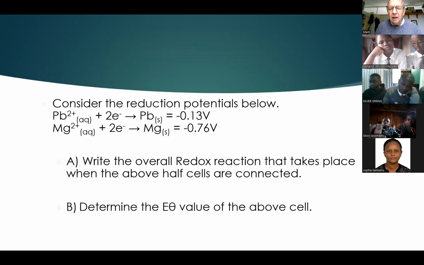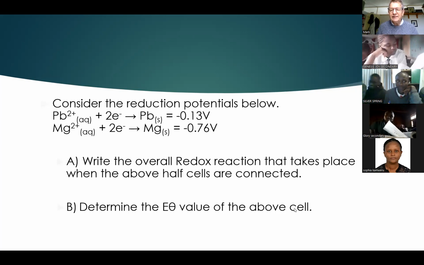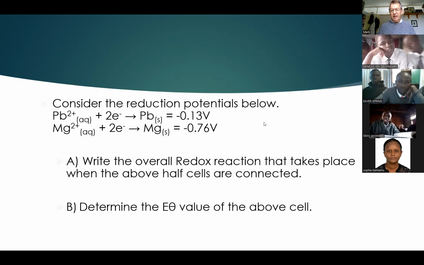Here is a question just like the one we have done. What I'm going to do is give you a few moments now, perhaps 5 minutes, to work with somebody else to work out what is happening. So I want to know what is happening in each cell. This one is negative 0.13. This is negative 0.76. Remember, the more positive goes left to right and the less positive goes the other way. And then tell me what the overall voltage is for the cell. This is lead and magnesium cells put together.